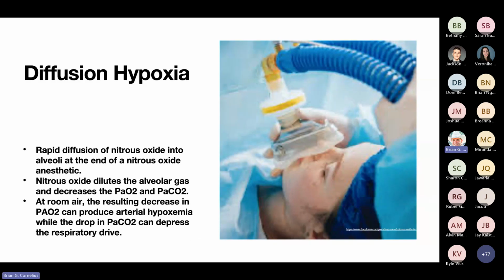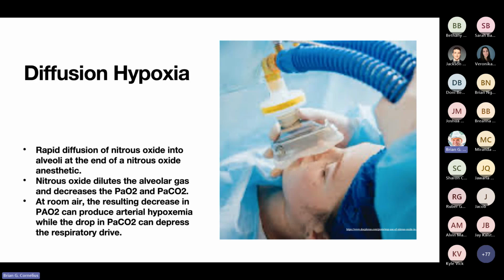We can also see what's called diffusion hypoxia. Again, this is a situation we create. So what happens is a lot of times we'll use nitrous oxide during our case, and at the back end of the case, as we start to wake people up, that nitrous oxide is going to rapidly diffuse out of the blood into the lungs. So we almost cause a hypoxia because that nitrous oxide is going to displace the true oxygen.